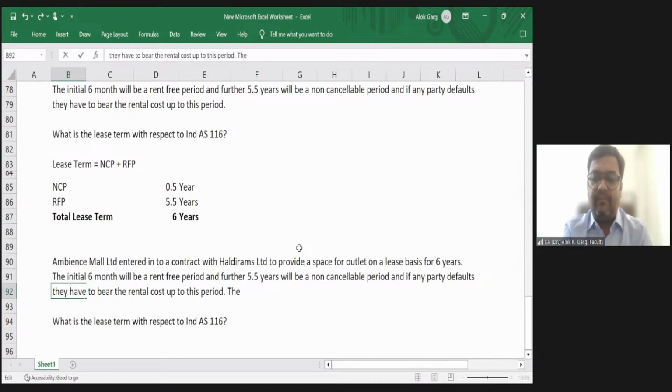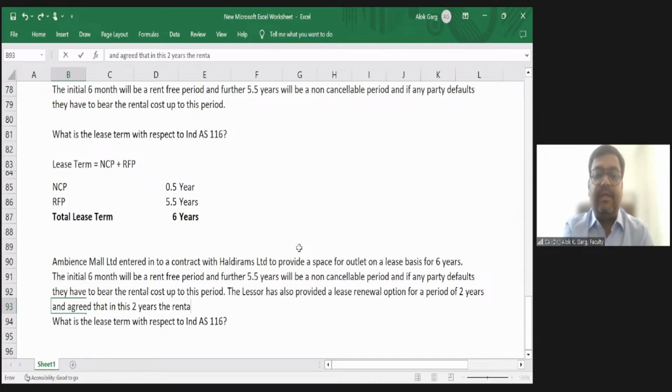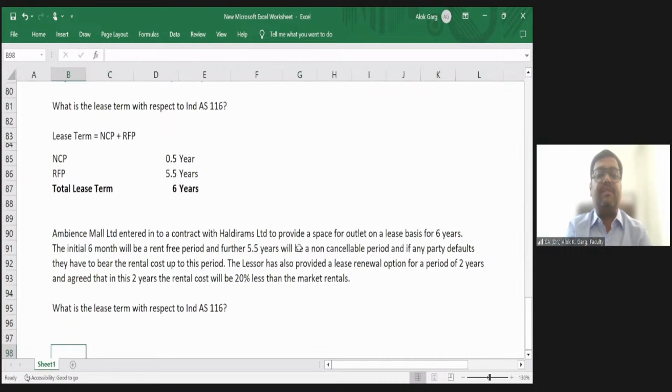The lessor has also provided a lease renewal option for a period of 2 years, and agreed that in these 2 years the rental cost will be 20% less than the market rentals. What is the lease term with respect to Ind AS 116?